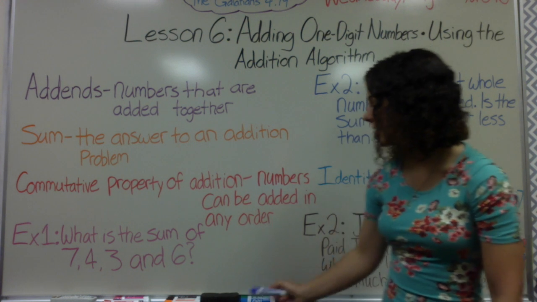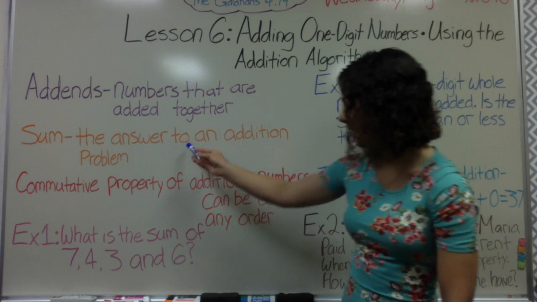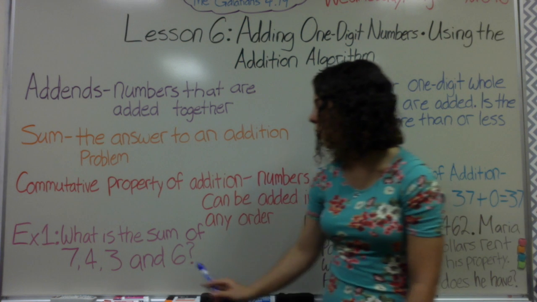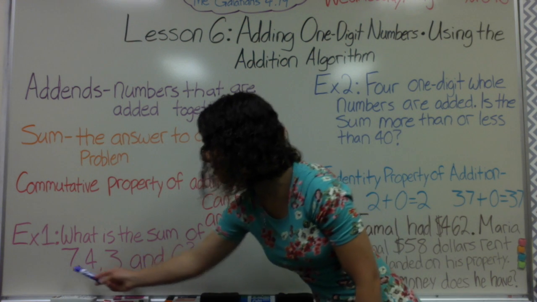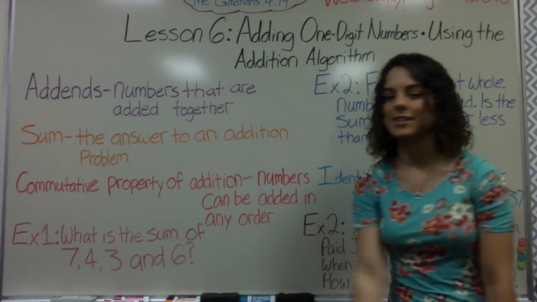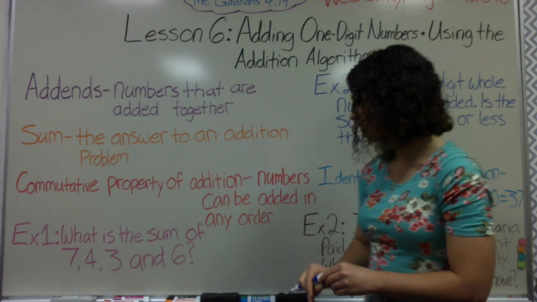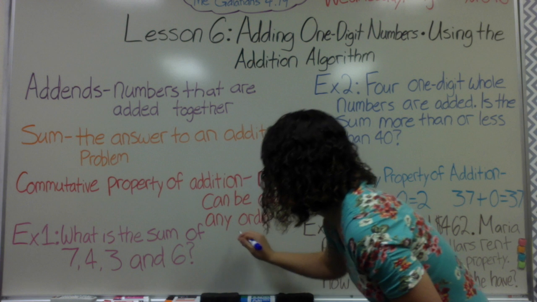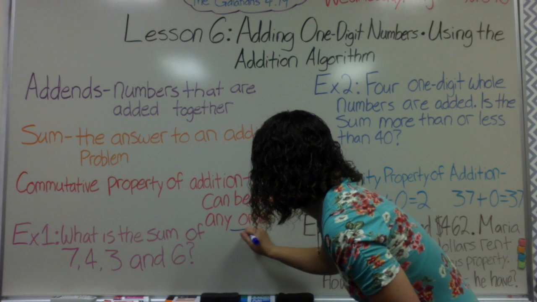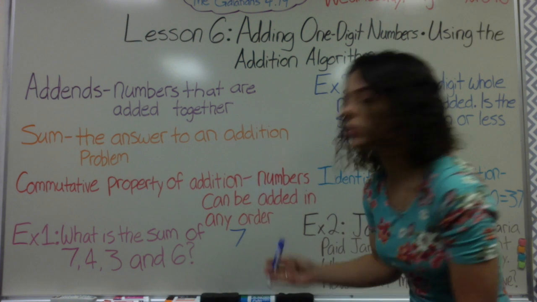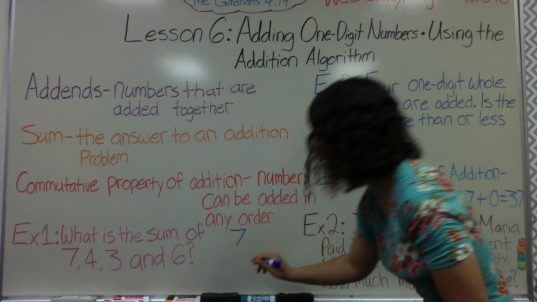Example 1 says, what is the sum, meaning answer to an addition problem, of 7, 4, 3, and 6. I'd like you to go ahead and try that on your own first. Now, whenever I add, a way that I could do this is find numbers that equal 10 first, because that makes it a lot easier.